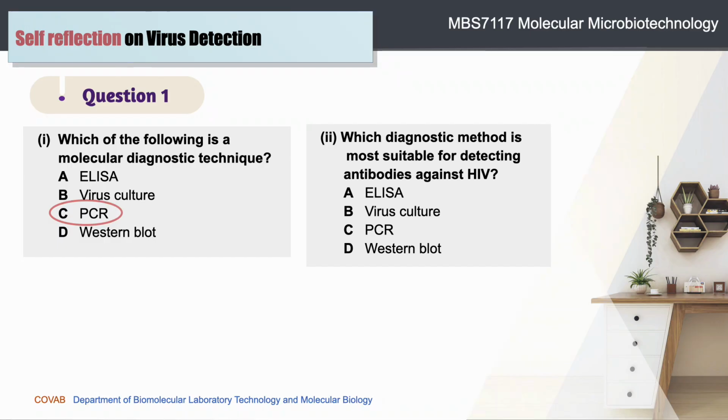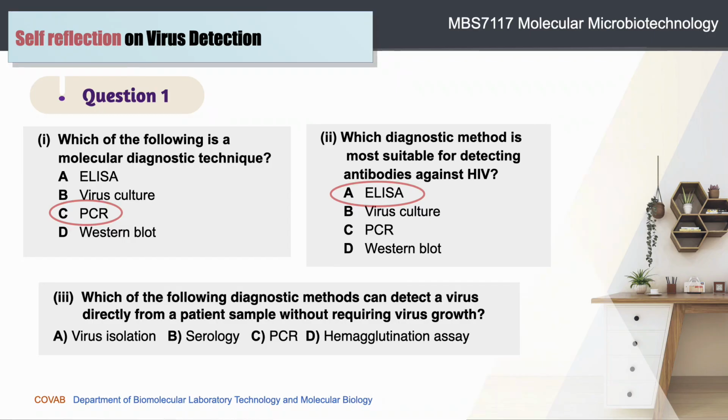Our second question, which of these diagnostic methods is most suitable for detecting antibodies against HIV? And let's underline detecting antibodies against HIV. So you've got it right, it's ELISA.